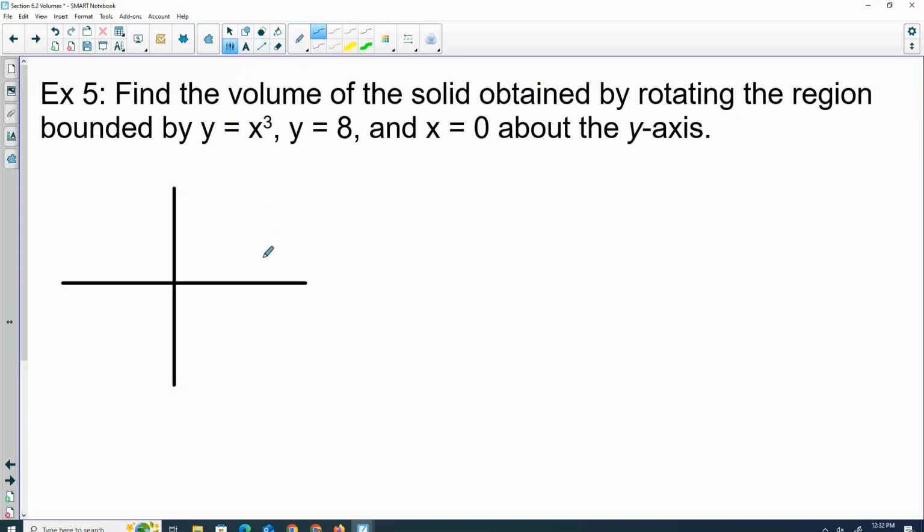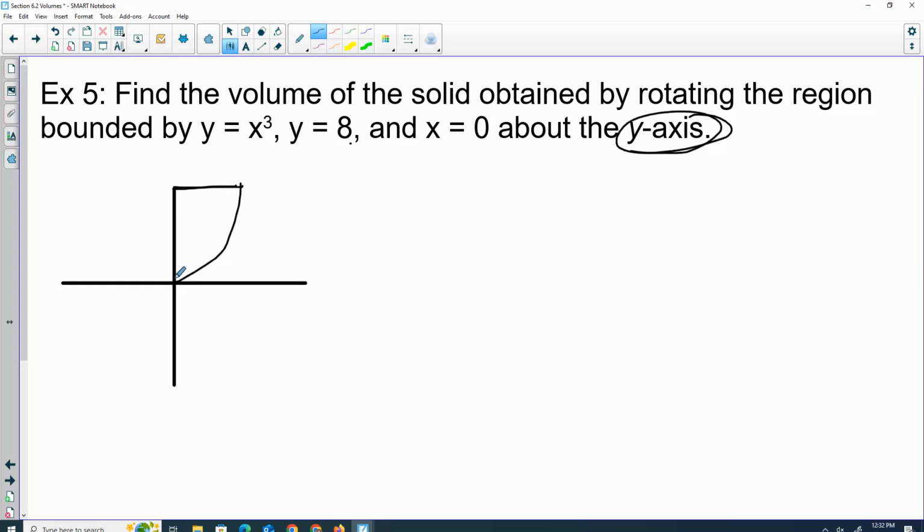Normal, like a chair. Okay, so that's my y equals x cubed. Y equals 8, what's that? The line y equals 8. A horizontal line. And x equals 0, what's that? Vertical. Straight down. So what I did is I really took this section of it. I'm bounding it by x equals 0, so I wasn't looking at the negatives. Y equals 8. I'm taking this part, and I am rotating that around the y-axis.